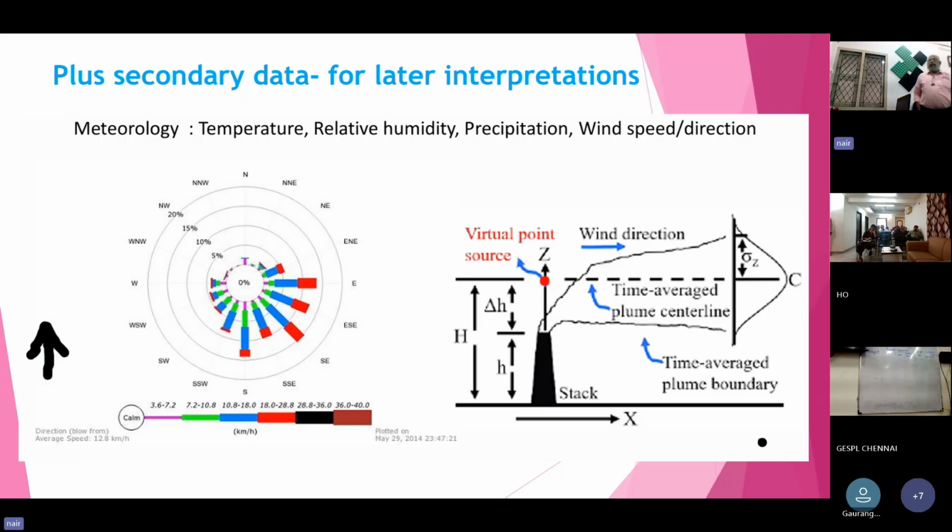Then secondary data. For later interpretation, we may require secondary data. What is secondary data? Windrose diagram. I'm telling you first, see the Windrose diagram. Taking a single Windrose diagram from the IMD, for 10 years, will not do. You try to make Windrose diagrams, at least 4 or 5 for your location, for 4 to 5 days. But one should know what a Windrose diagram is.